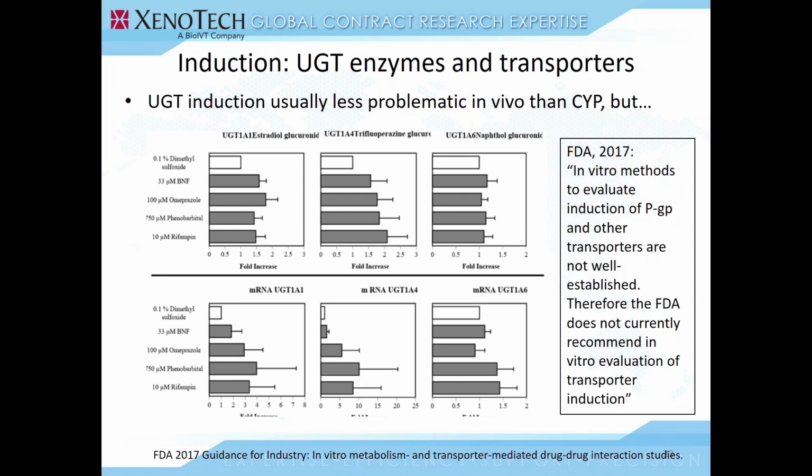And PGP is the most common transporter induction question that we get. We can and have done it. We don't typically recommend it. And it actually calls this out in the FDA guidance, where basically it says that the in vitro methods to evaluate induction of PGP and transporters aren't very well established. There isn't enough data to know how useful it is. And so at present, the FDA does not currently recommend in vitro evaluation of transporter induction. And that is also our stance, because it's just not something that you can contextualize once you've done it.